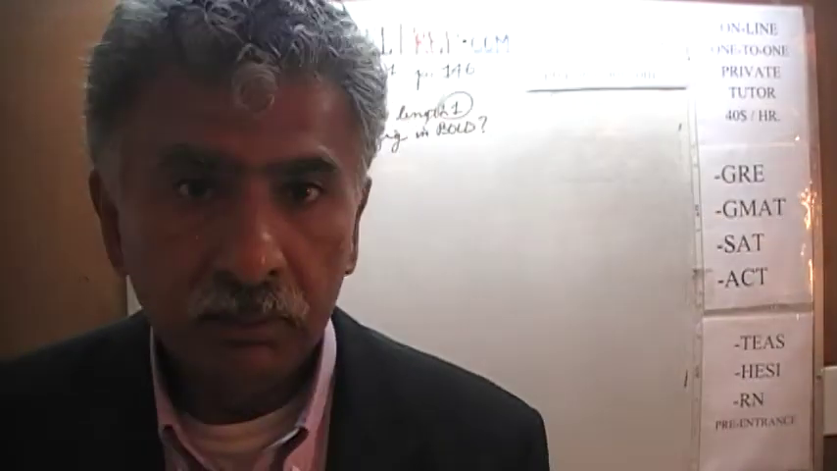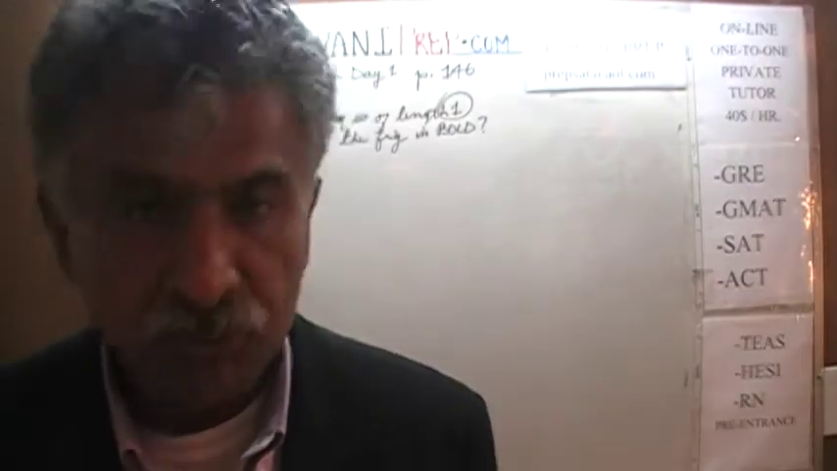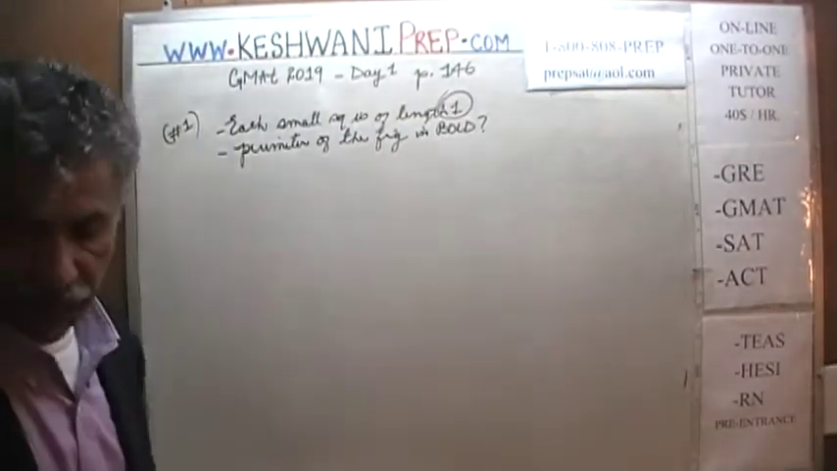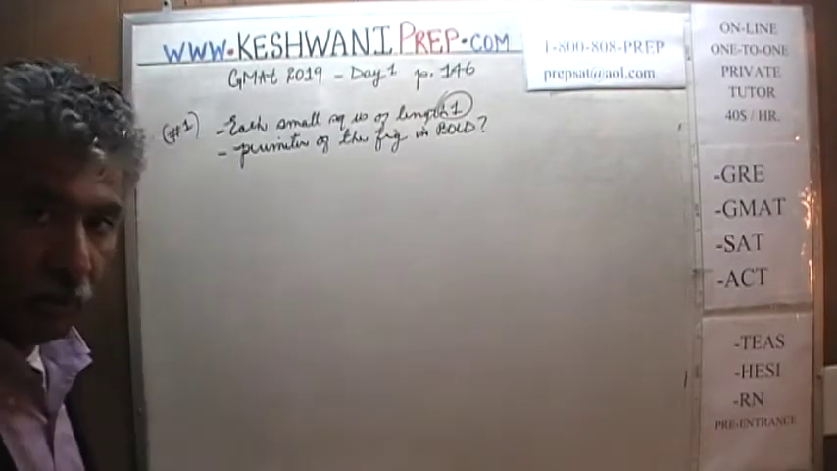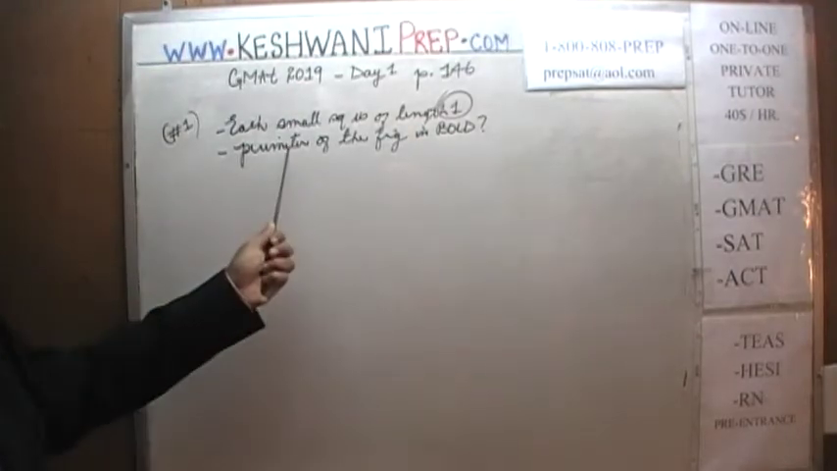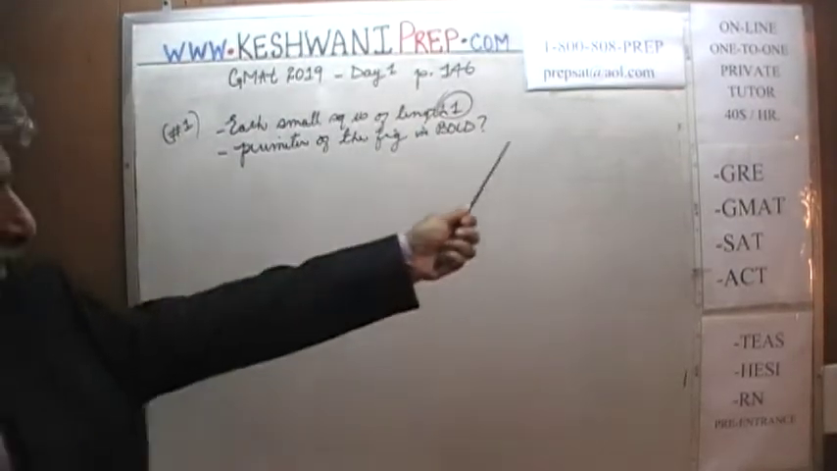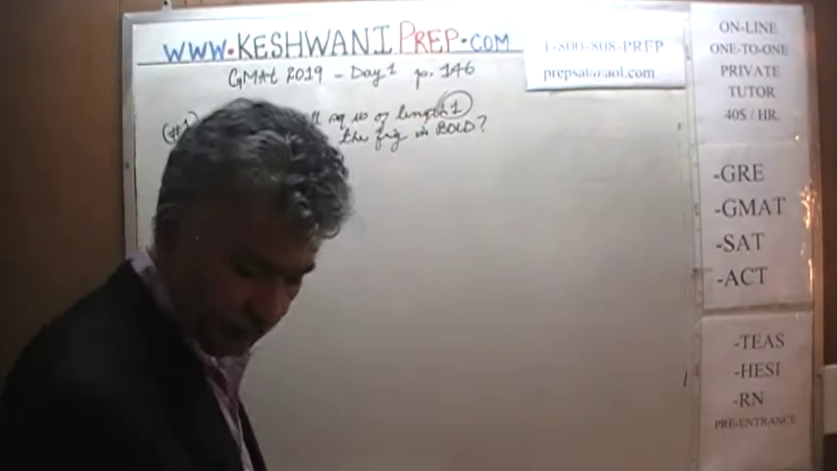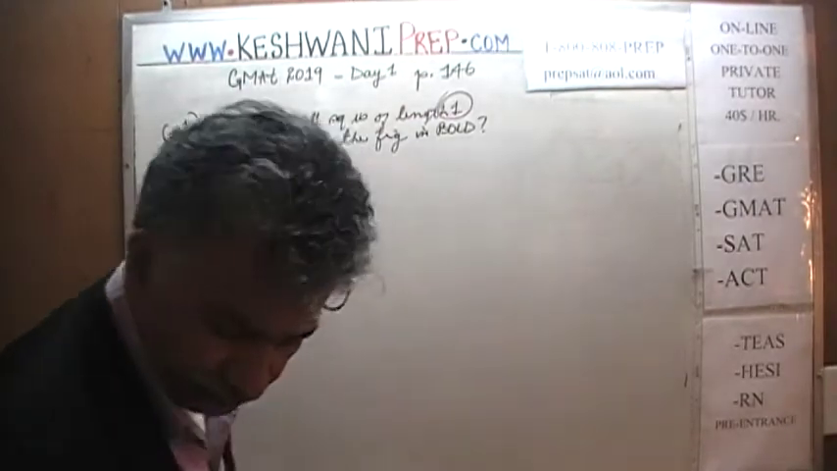So let's begin. Let's begin our story. Let's begin our journey. Make sure the book is in front of you. Turn to page number 146. Problem number one, as you can see, is already on the blackboard. It says each small square is the length of 1. The question simply is, what's the perimeter of the figure that is shown in bold, which I'm going to draw right here. And the figure looks something like this.